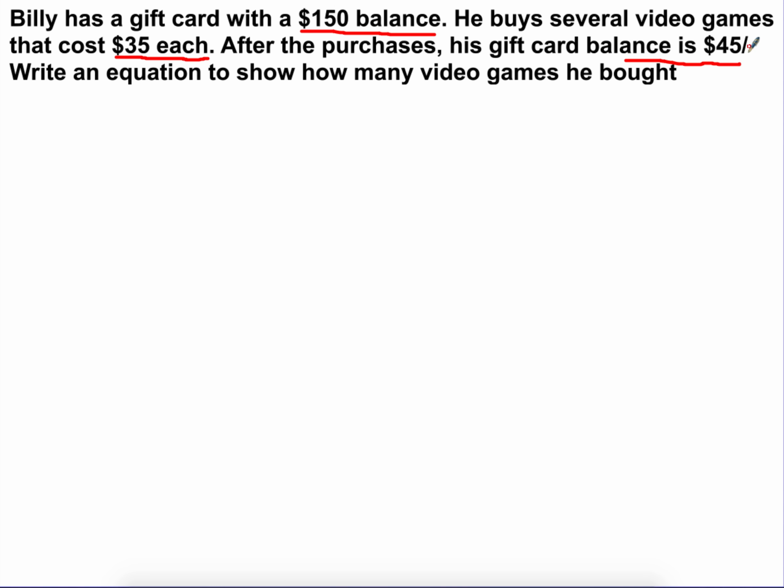I don't know why that slash is there. Ignore that. So we're going to write an equation to show how many video games he bought. There's my unknown. It gives it to me. My unknown value is the amount of video games that he bought. So I'm going to use G for my variable. You get to pick your variable. I'm just going to use the letter G because that stands for video games.